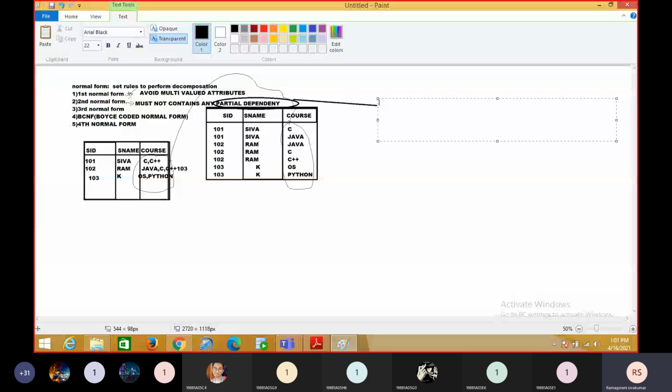ID, student name, ID, location and something. So this contains the transitive dependency. So I need to avoid it by decomposing this table like this.